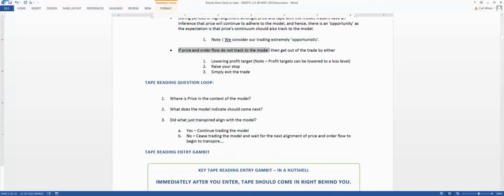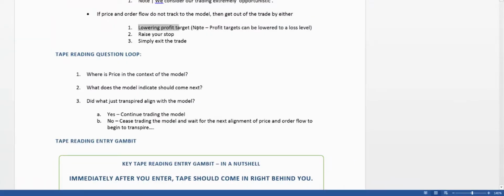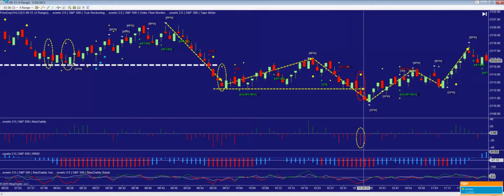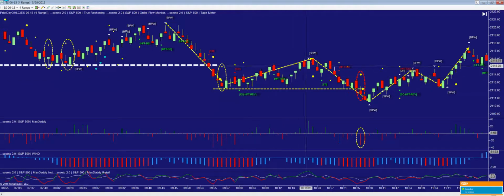If price and order flow do not track to the model, and the model is basically immediately after you enter, tape should come in right behind you, then get out of the trade by either lowering your profit target, raising your stop, or just exiting it so you can get out of here. Let's continue on through the model. Price ticks down, goes up.